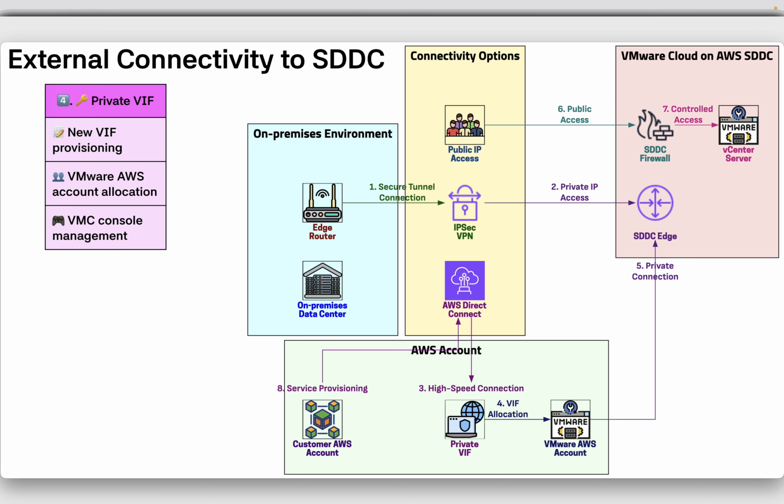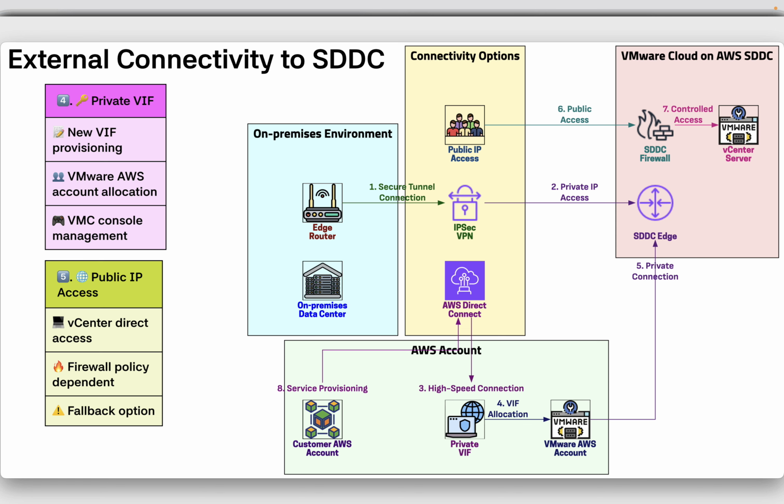Then we have private virtual interface. Utilizing Direct Connect involves provisioning a new private VIF, which is then allocated to the VMware-owned AWS account visible from the Direct Connect interface within the VMC console. Then we have public IP access. If neither IPsec VPN nor Direct Connect is available, the vCenter server appliance within the SDDC can be accessed directly via its public IP address, but only if explicitly permitted by the SDDC's default firewall policy.